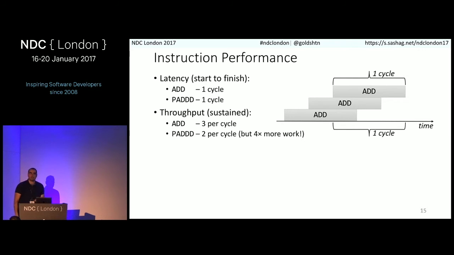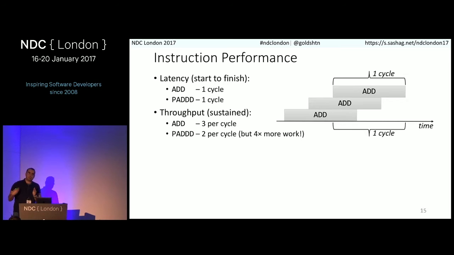Throughput, on the other hand, is a little trickier, and throughput has to do with the CPU's ability to execute multiple instructions of the same kind at once. Remember, we have multiple execution units. If we have multiple units capable of doing the same thing, we can actually issue multiple instructions in a single cycle. So what could happen is that in the period of a single cycle, I could have multiple instructions completing because I have multiple units where they could be executing.